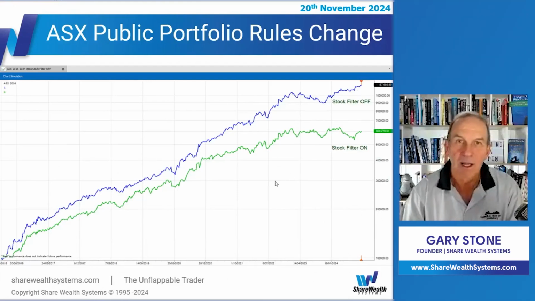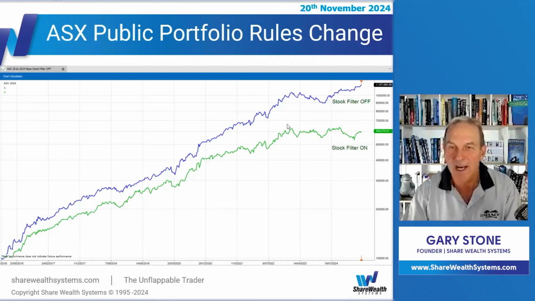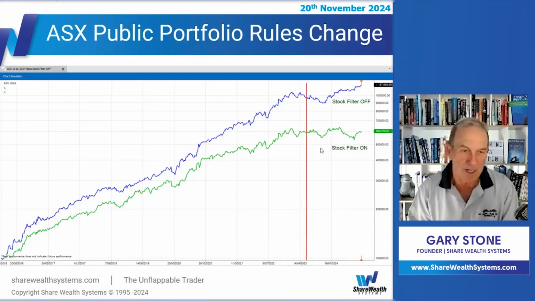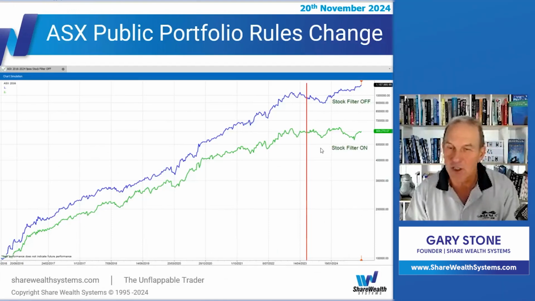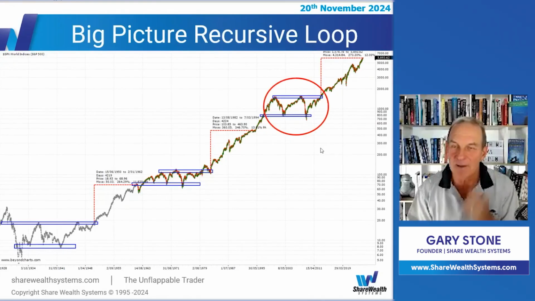So overall, over a large sample, stock filter on in the ASX is more of a handbrake than having it off, but it does reduce drawdown in sideways and falling markets. That's the red line where we actually made the change. That's in May 2023. Right, so just to finish up, we have to look at where we are in the market at the moment.